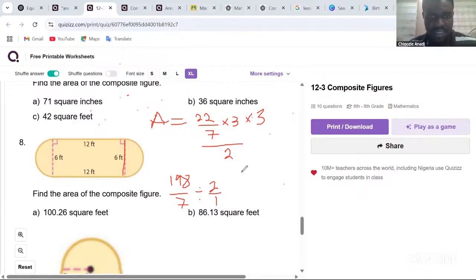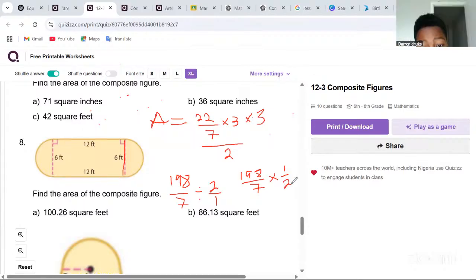So we'll be having 198 all over 7 times 1 all over 2. Obviously, 2 can go in 198 because 198 is an even number. So 2 can go in 198. What would 198 divided by 2 give you?